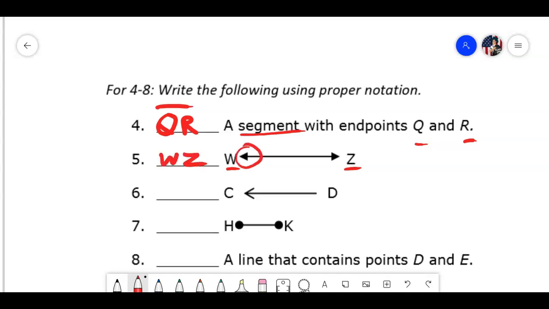What do you notice about the end of it? It's a line. It has arrowheads. So what do I got to put on top? Two arrowheads, right? If I don't, it's wrong. All right, now number 6 has one arrowhead. What do you call that with one arrowhead? A ray, okay? And we start with the endpoint. What's the endpoint? D, right? So letter D, and then goes towards C. And if it's one arrowhead, I got to make sure it's pointing to the right. DC.